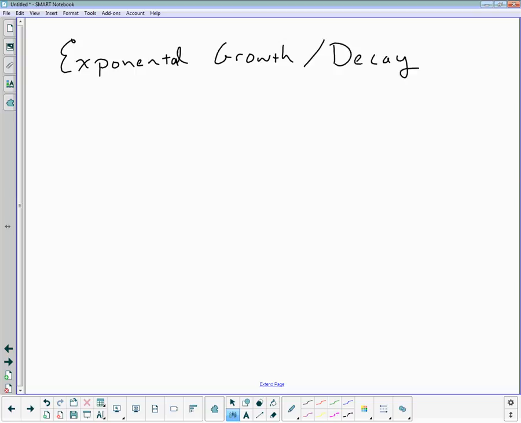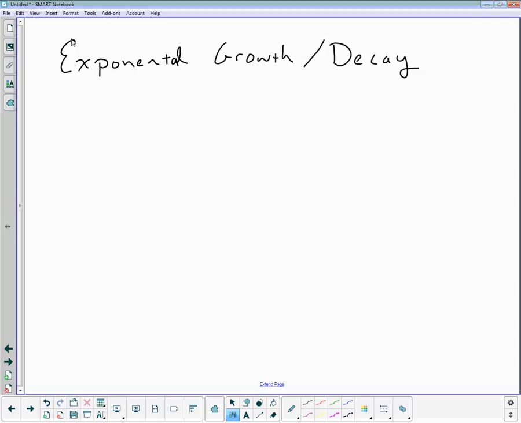When you're dealing with exponential growth and decay, 99 times out of 100, the problems that you're dealing with are problems that deal with an extrinsic property. An extrinsic property is a property that is determined by the amount of substance that you have. Okay, so your growth rate is usually proportional to the amount of stuff that you have.